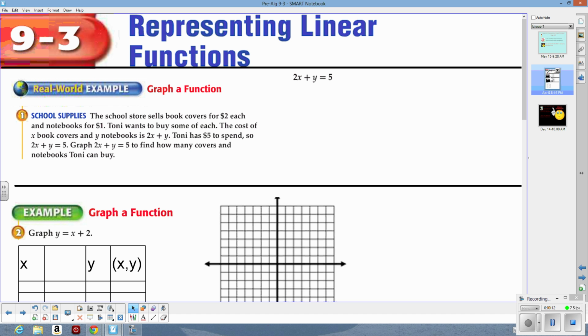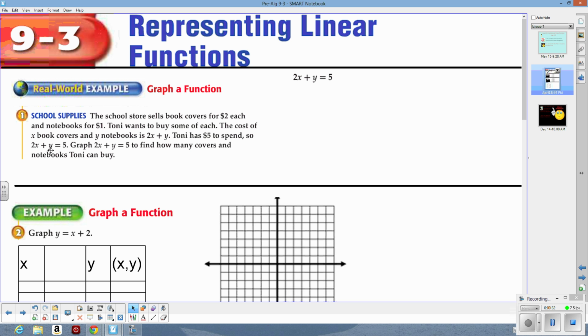Example 1 says the school store sells book covers for $2 each and notebooks for $1. Tony wants to buy some of each. The cost of X book covers and Y notebooks is 2X plus Y. Tony has $5 to spend, so 2X plus Y equals 5. Graph 2X plus Y equals 5 to find how many covers and notebooks Tony can buy.